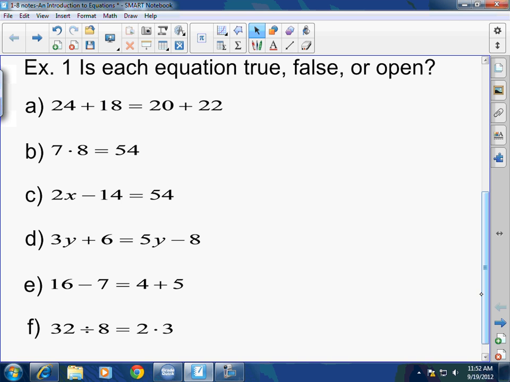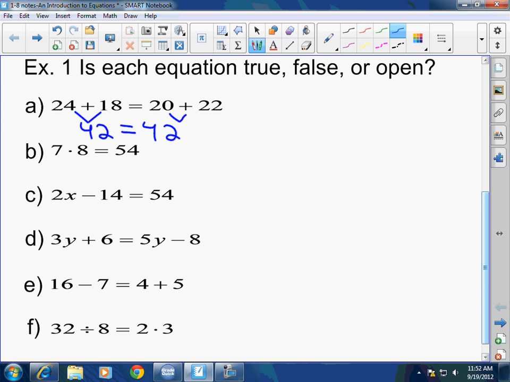24 plus 18 equals 20 plus 22. Let's see if it's true, false, or open. 24 plus 18 is 42. 20 plus 22 is 42, so this is a true statement. 7 times 8 equals 54? No, so this is a false statement. 2x minus 14 equals 54. Open. Very good. We cannot determine if it's true or false yet.